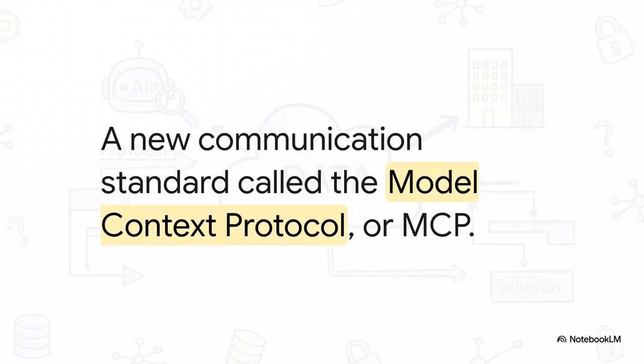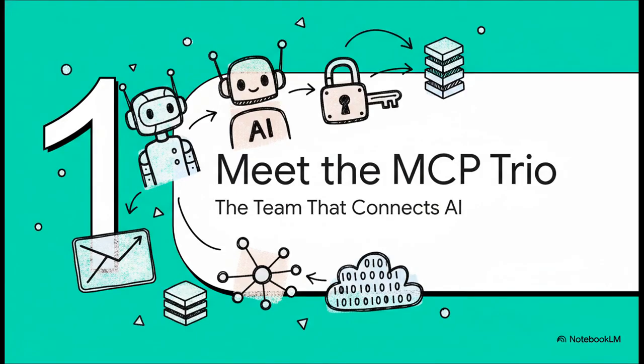Now, the solution isn't some crazy complex thing like retraining the entire AI from scratch. No, it's actually much more elegant. It's a standardized set of rules for communication. Think of it as a universal translator called the Model Context Protocol, or MCP for short. It basically teaches the AI how to politely knock on the door, ask for the right key, and actually get to work.